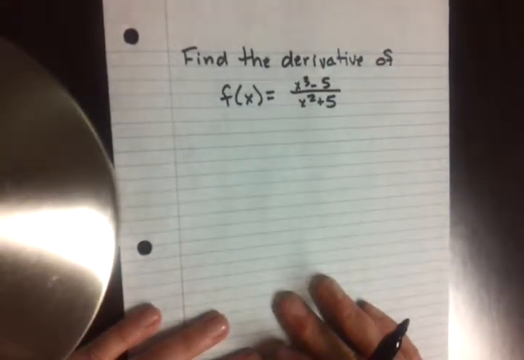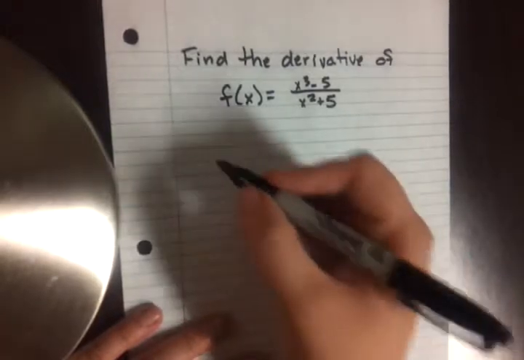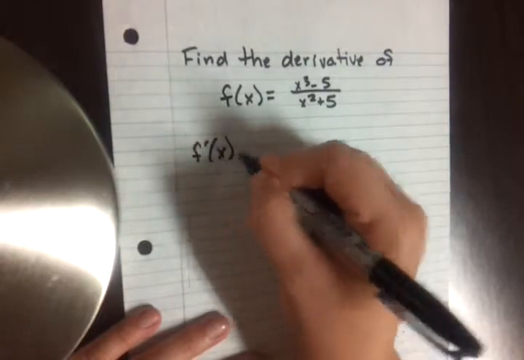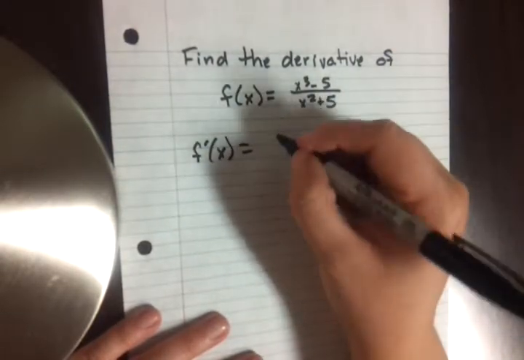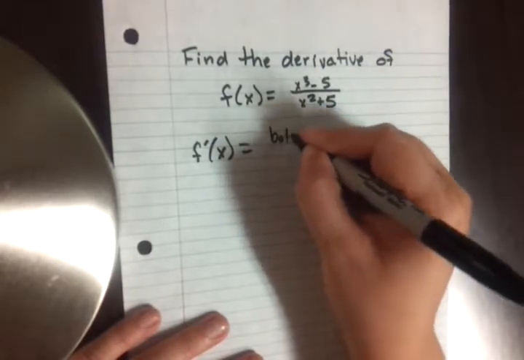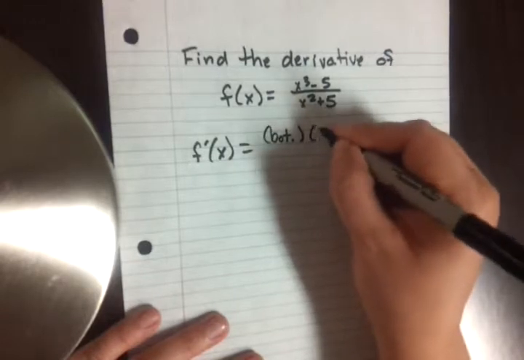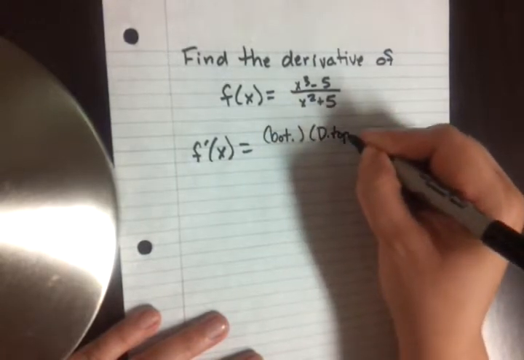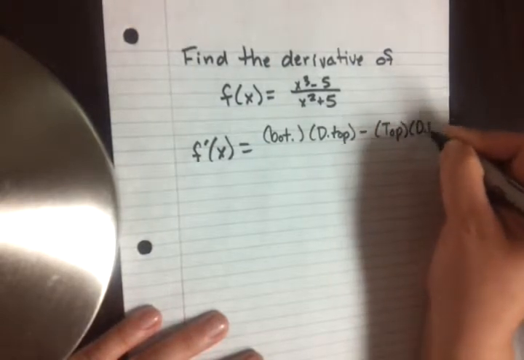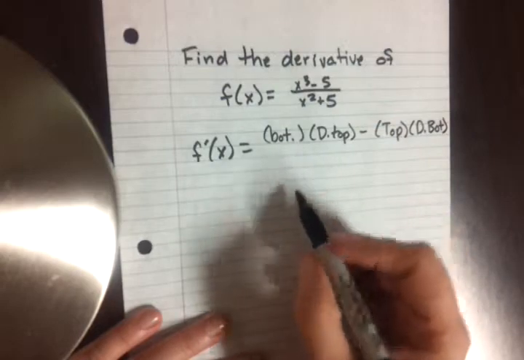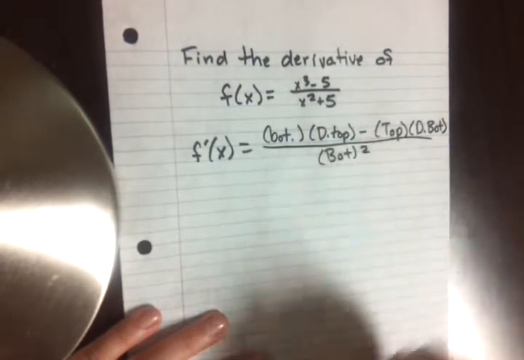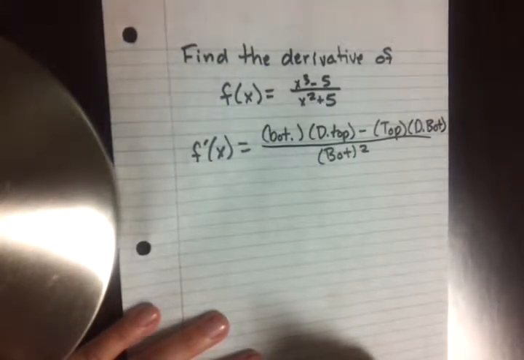So what is the quotient rule? The quotient rule says that to find f prime of x, you're going to have to take the bottom, whatever's on the bottom here, in this case the x squared plus 5, you're going to take the bottom times the derivative of the top minus the top times the derivative of the bottom, all over the bottom squared. Okay? That doesn't seem terribly intuitive.